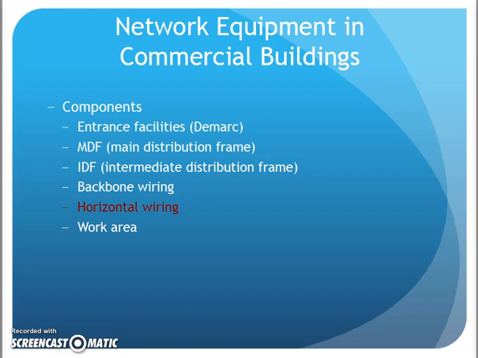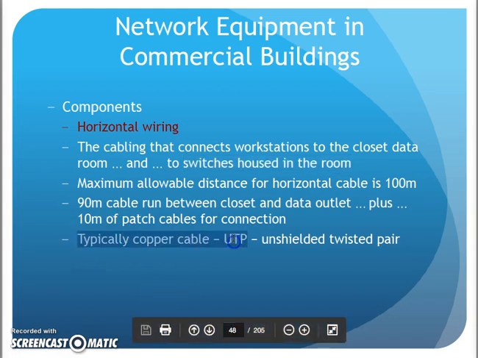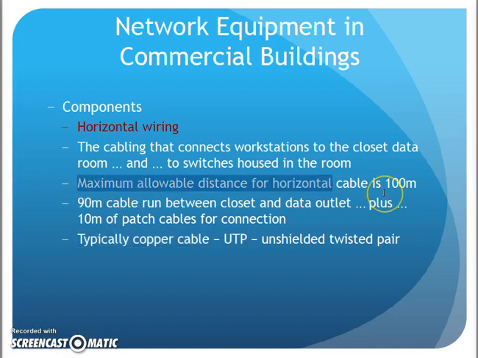The other type of cabling we have in a building is horizontal cabling. Well, horizontal cabling, this is the cabling that is going to connect the workstations to your data closet, or the user workstations to the switches in the data closet. That's your horizontal cabling. That is typically going to be copper, UTP, unshielded twisted pair, copper cabling going from the user workstation into the closet. The maximum allowable distance for horizontal cabling is 100 meters. That's the maximum distance that your signal is going to go on a piece of copper cable.